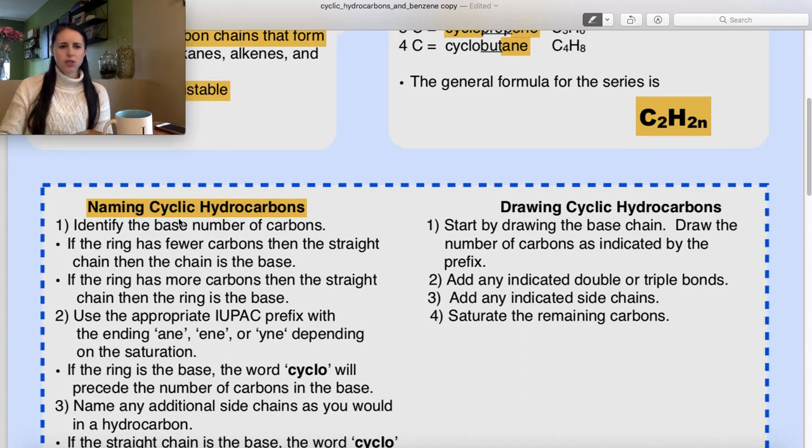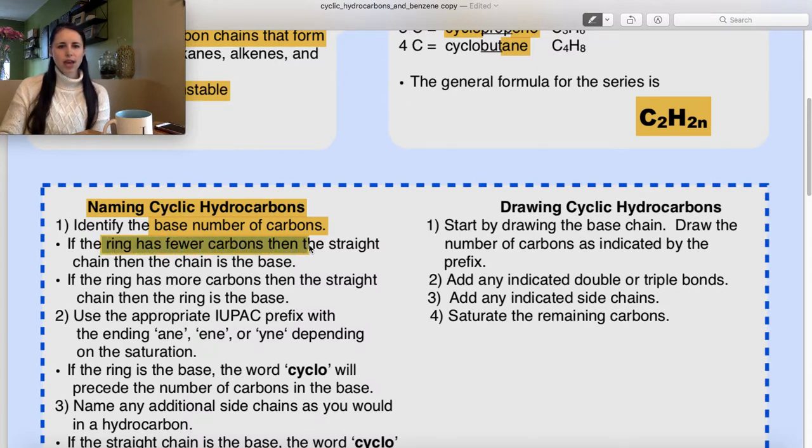Naming always starts with the same step, and it's the base number of carbons. So it's still going to be your longest continuous carbon chain. The difference here is that your base number of carbons might be your straight chain, or your base number of carbons might be your circular or your ring structure. So that's the first thing you need to decide. How you decide that is just by counting carbons.